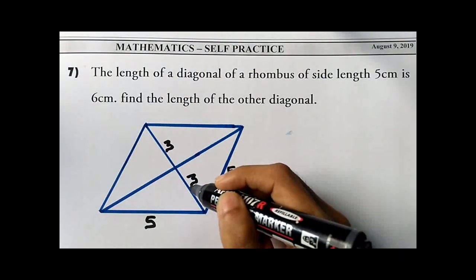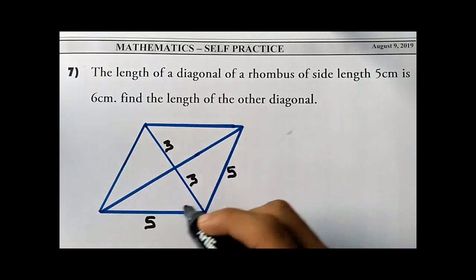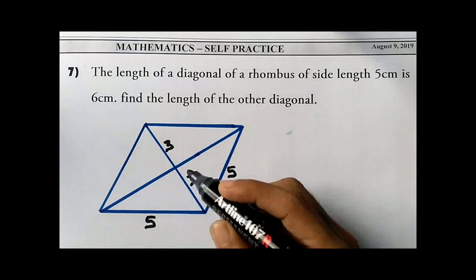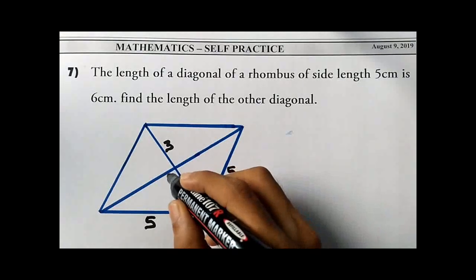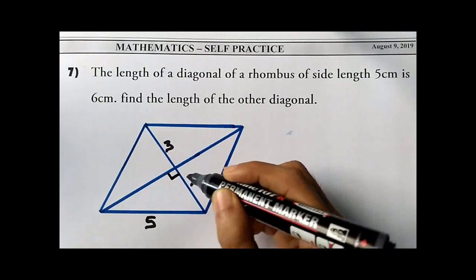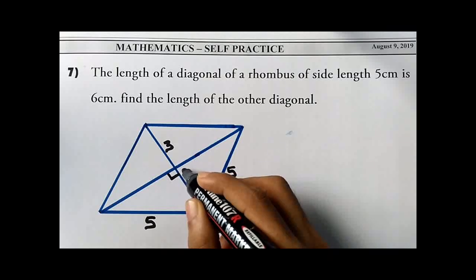so that means we can take it like this, each 3 centimeters. Okay, now they are asking us to find the length of the other diagonal, that means this part. In a rhombus the special property is the diagonals bisect perpendicularly, so that means this is 90 degrees, these all 90, 90, 90, perpendicular to each other.